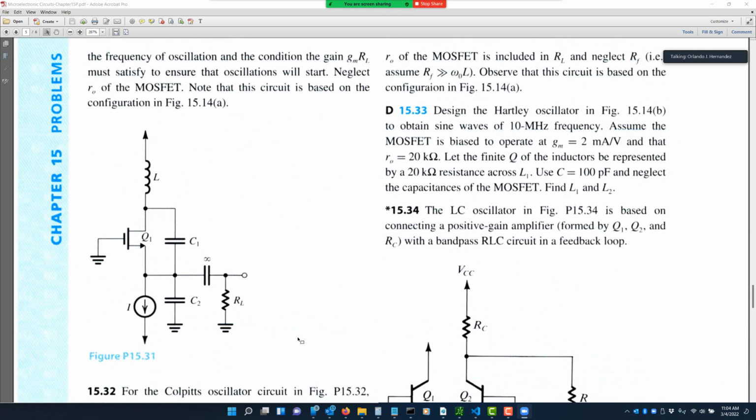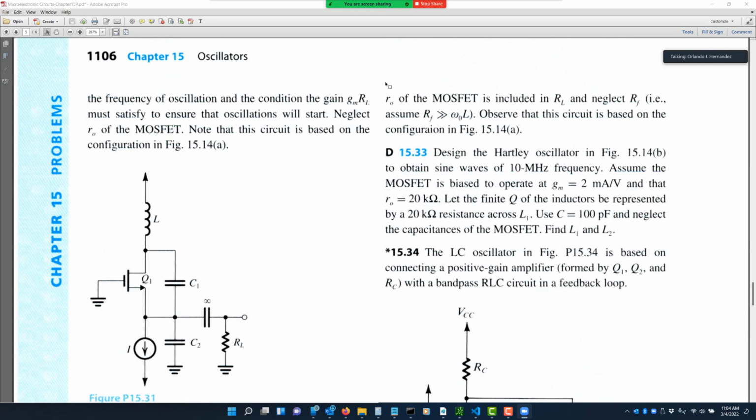And then assume that RO, that's the output resistance of the transistor, is included in RL, so that is convenient. But essentially, as I mentioned, RO is going to be much higher than RL, and RL is in parallel with RO, so the actual value of that parallel combination is going to be very close to RL, so that's not a bad assumption.